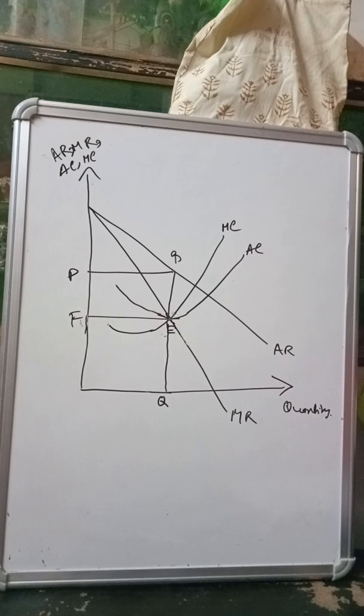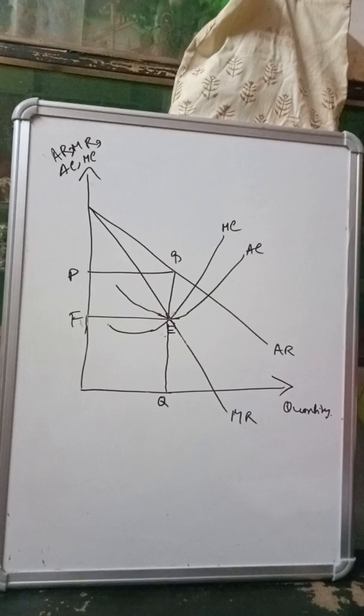So, today in this video, we will understand that a monopolist firm can also produce at the minimum point of the average cost curve. Now, as you can see in the diagram, there are two curves. One is MC and one is AC. That is, two cost curves and two revenue curves, right?